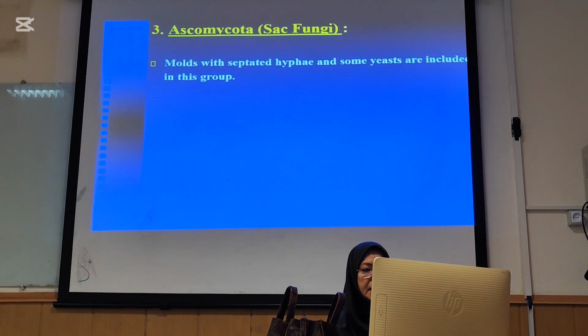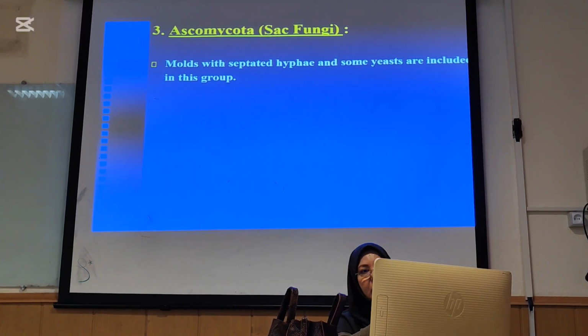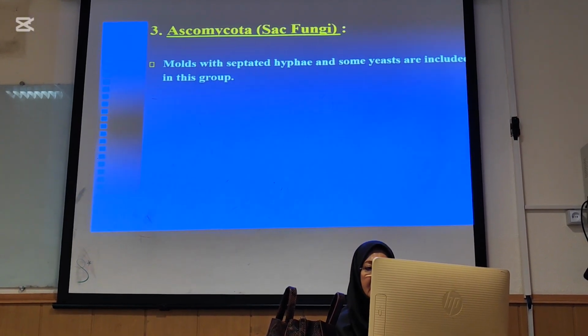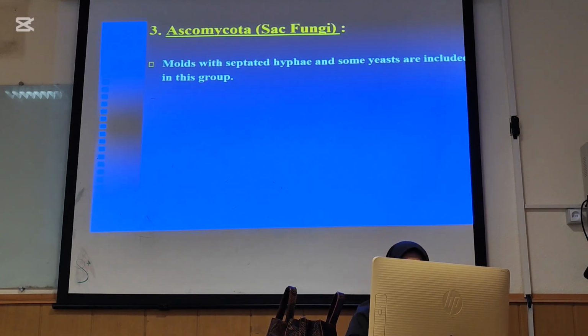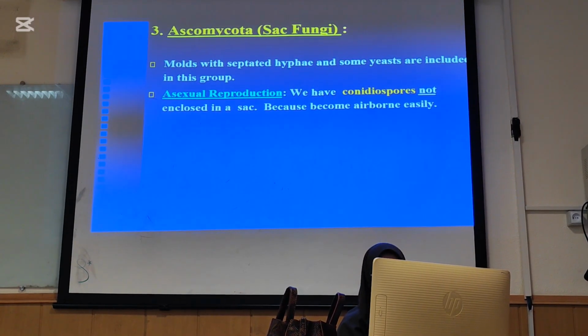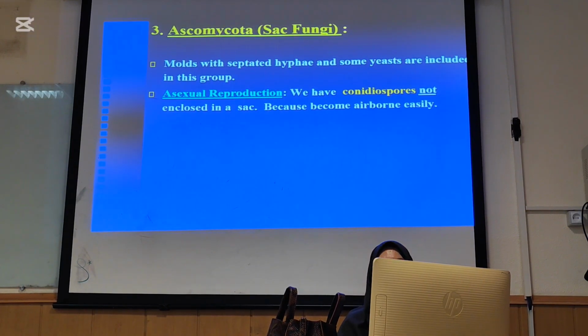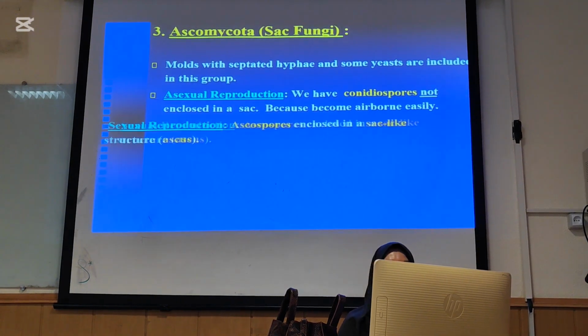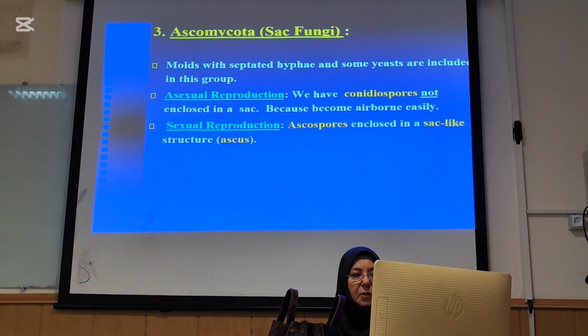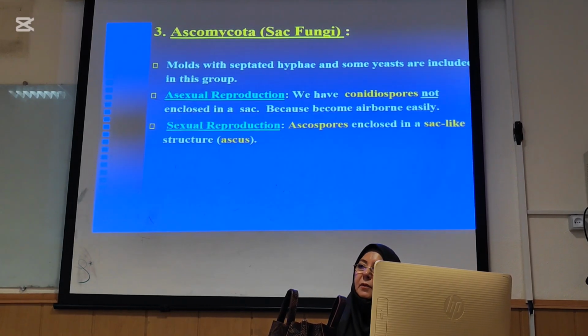So, molds with septated hyphae. In this group, all of the fungi are septated, and some yeasts are included in this group. Asexual reproduction usually is seen as conidiospore. Conidiospore is the name of the asexual spore in the group of Ascomycota. And the sexual spore in Ascomycota is named ascospore.